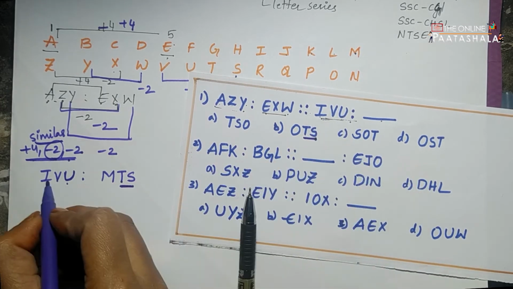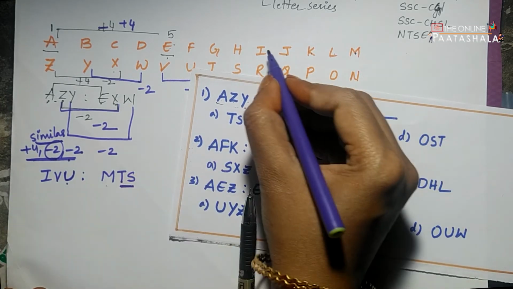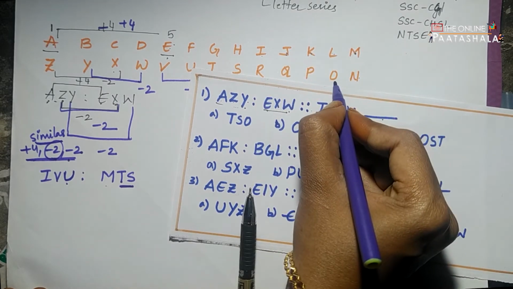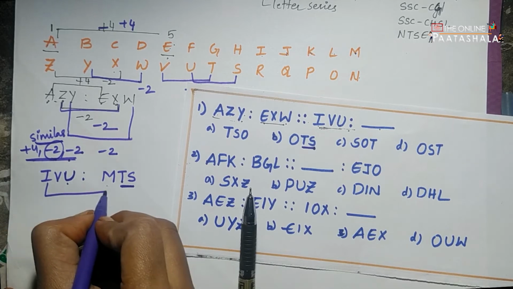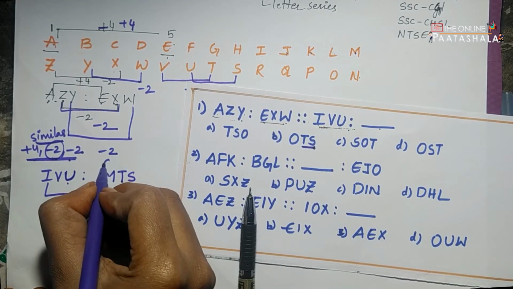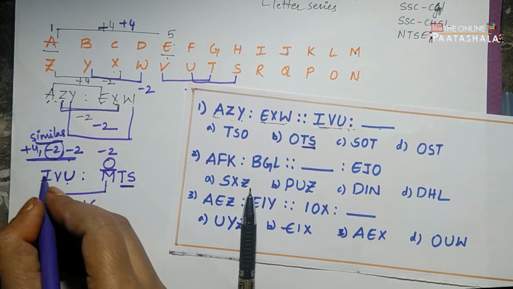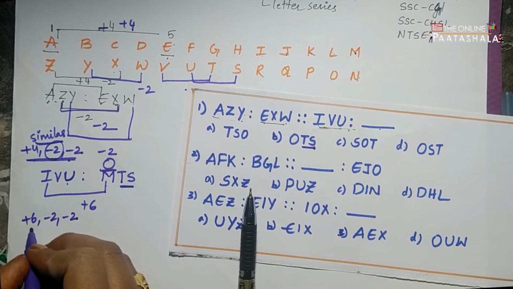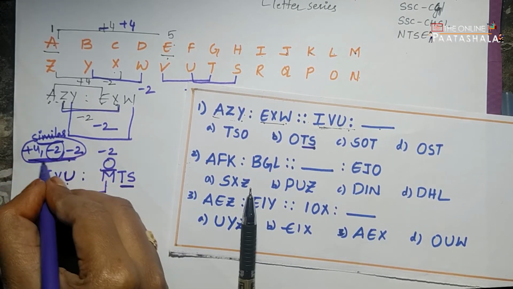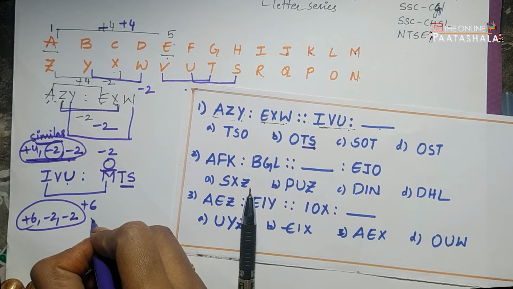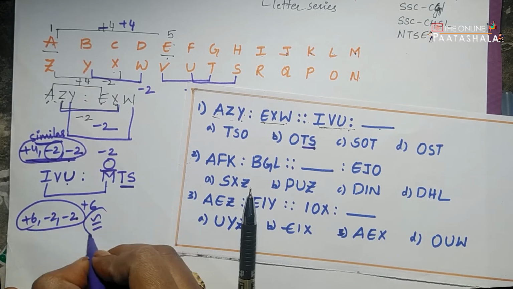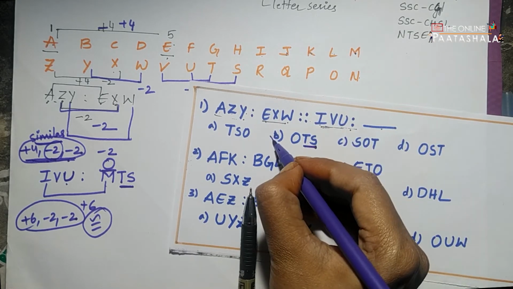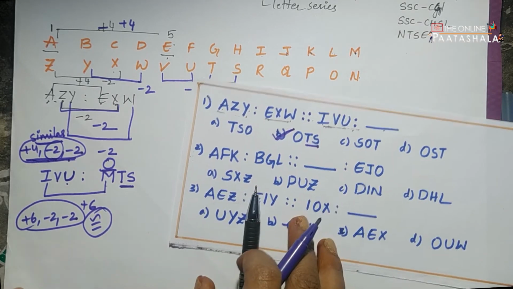Now we will check how the O has been got here. Here, what is given? When O is got: 1, 2, 3, 4, 5, 6. That means if you add plus 6, you get O here. And the series for this is plus 6, minus 2 and minus 2, right? It is somewhat similar to the series. So the option showing the approximately equal series is the answer. Now what is the answer here? B is the answer, right?